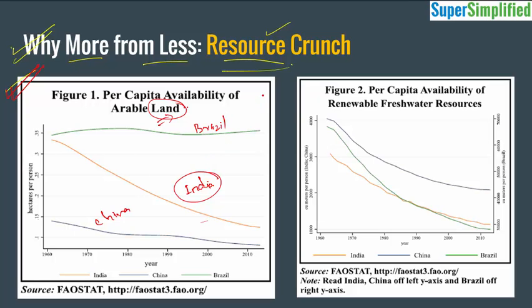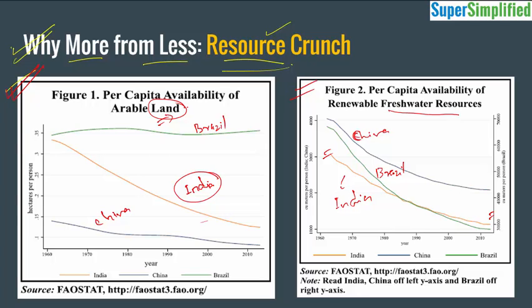Now let's come to the second one. The second important resource for agriculture is water. If we talk about the per capita availability of renewable freshwater resources, you can see a sharp decline in the per capita availability of renewable freshwater resources also for India. It is true for other countries also, but the decline is not that sharp for the other two countries, right?